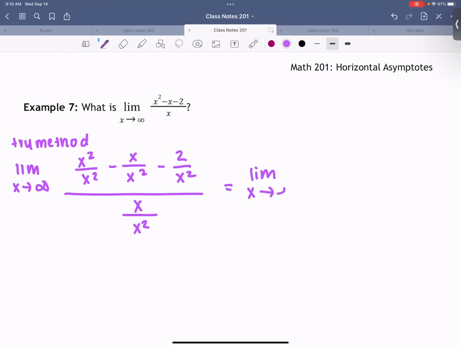Well, x squared over x squared is 1. That's nice. We got 1 over x and 2 over x squared. And on the bottom, we've got 1 over x.